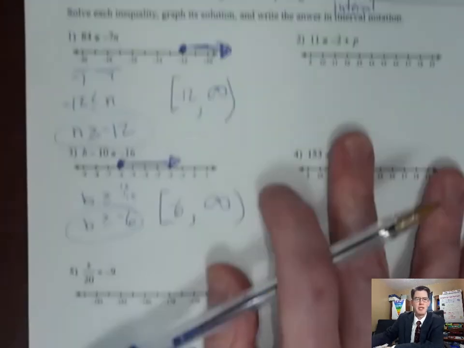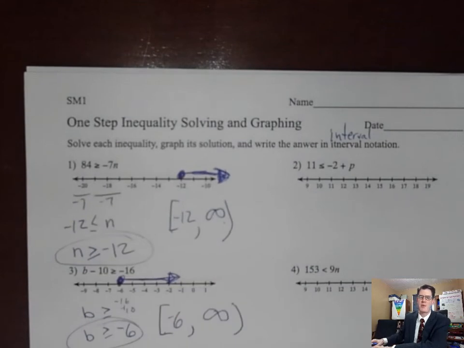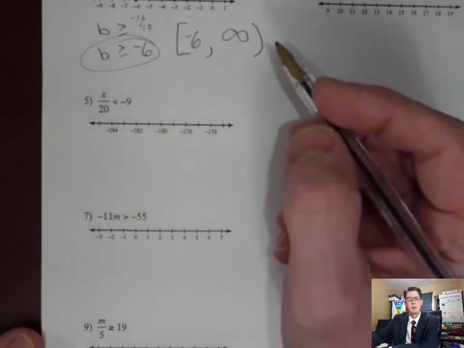Number 5, these are one-step inequalities. These are so great. I'm glad we're not doing two-step inequalities. That'd be too much work.